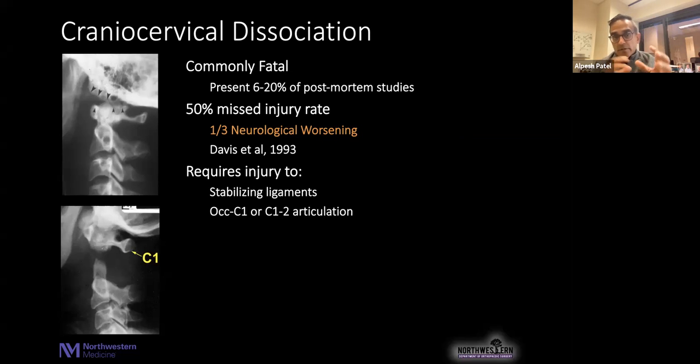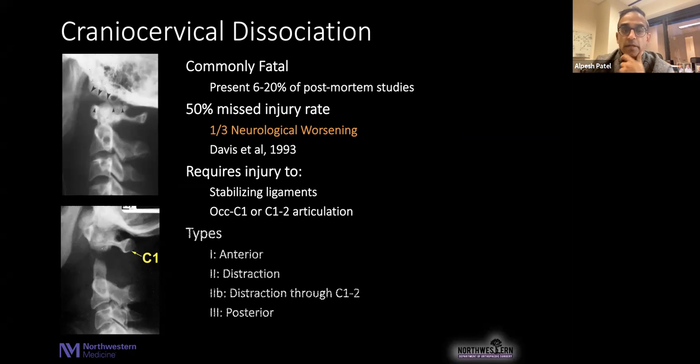And think about what we just talked about, those first couple slides, how much ligamentous injury is required to create these radiographs or these CT images that we're going to look at in a minute. You really have to have complete disruption of those stabilizing ligaments, as well as the OC1 or even the C1, C2 articulation. In terms of classification, there are 3 different types that have been reported.